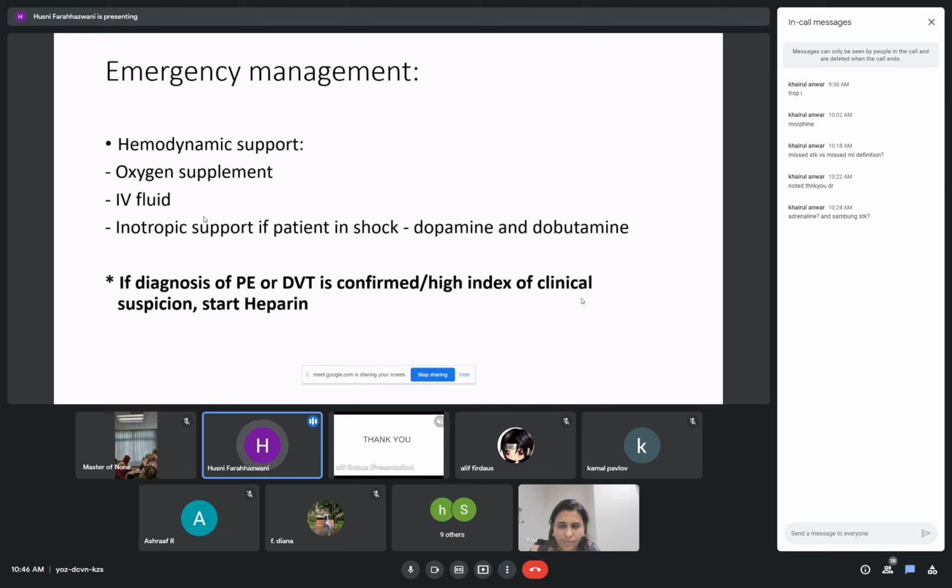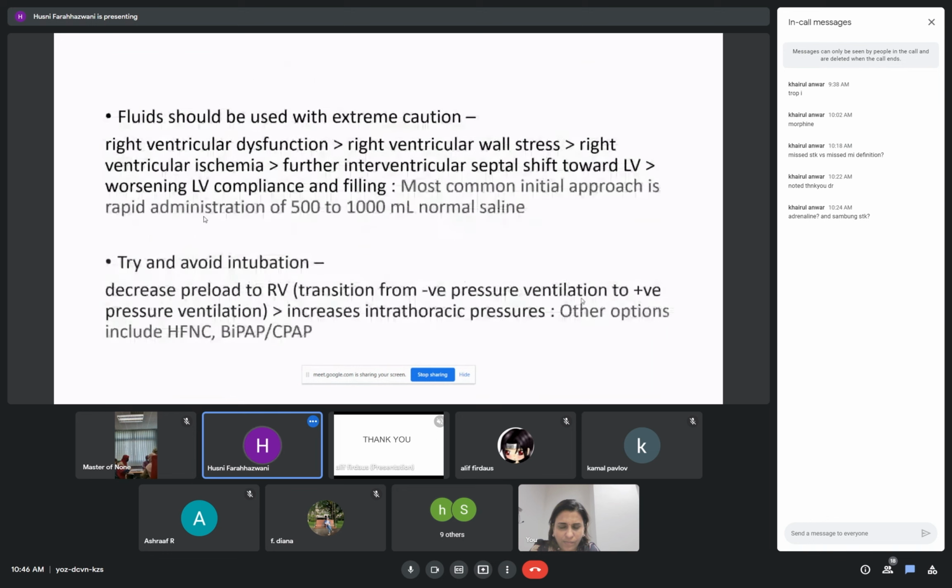But if the diagnosis of PE is already confirmed, then you should start heparin. From my readings, fluid also should be used with extreme caution, because we already know that in PE there's right ventricular dysfunction. When we give aggressive fluid resuscitation, the right ventricular wall will be more stressed and will cause more ischemia to the right ventricle and cause further interventricular septal shift towards the left ventricle, and will worsen the left ventricle compliance and filling.